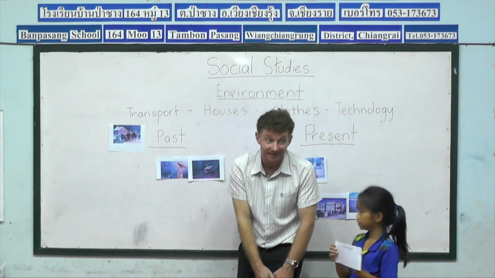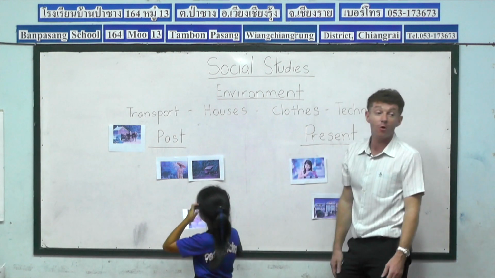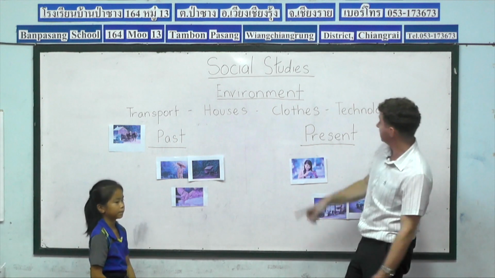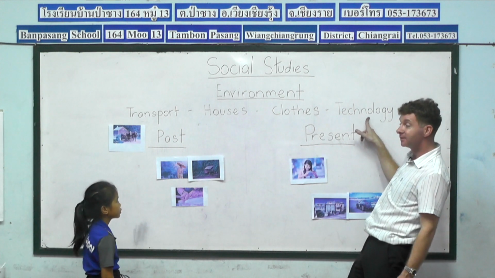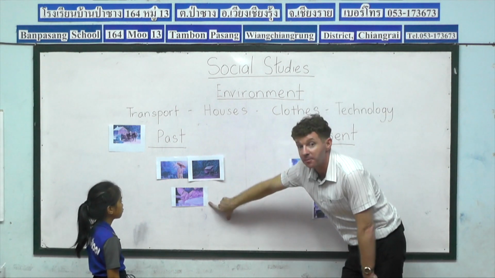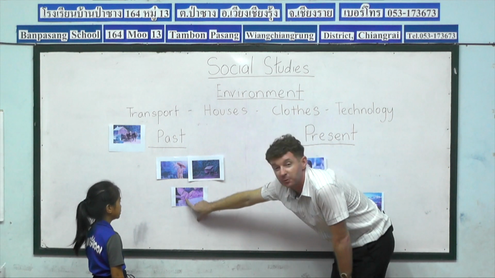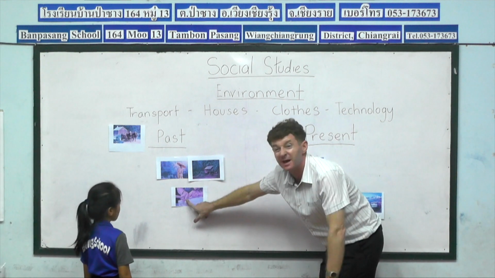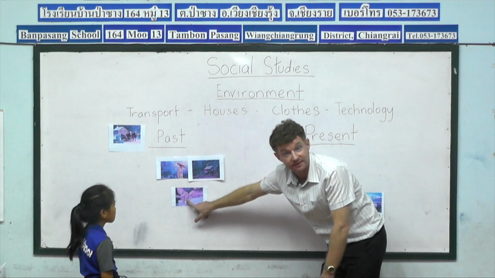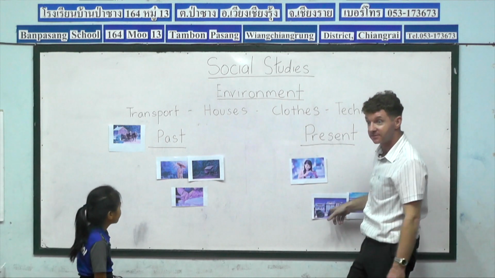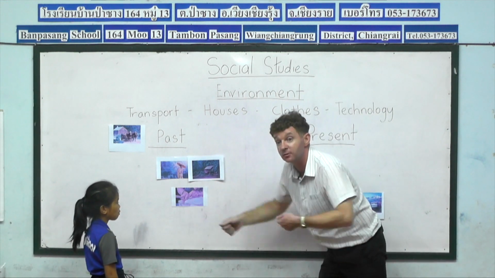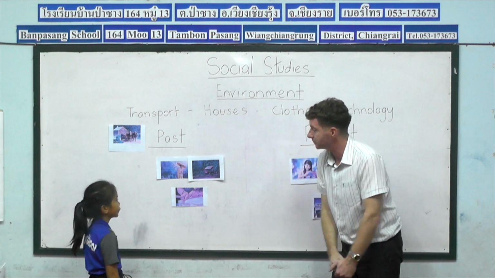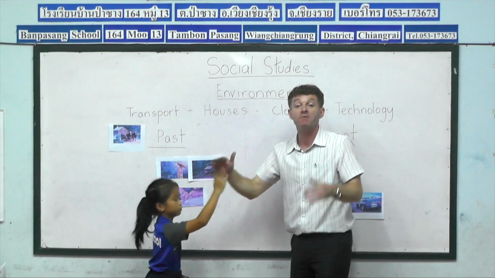In the past. Excellent, yes. Before we had electricity, people had to make things by hand. So we can say technology in the past. People had to make tools that they use with their hands. Nowadays, we have machines to make things like this. That would be technology in the present. But in the old days, we had to use our hands. And that's technology in the past. Preo, excellent. High five and a big round of applause for Preo.